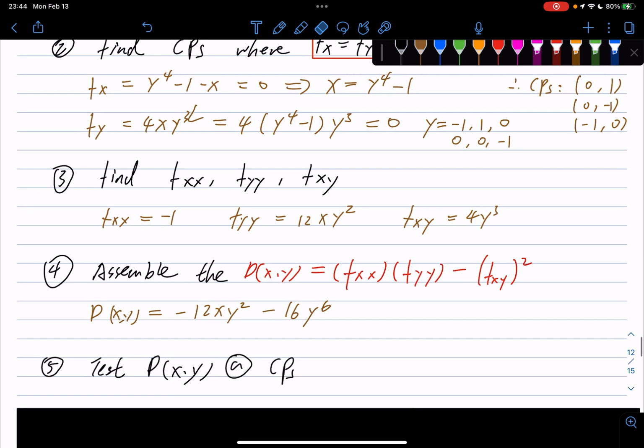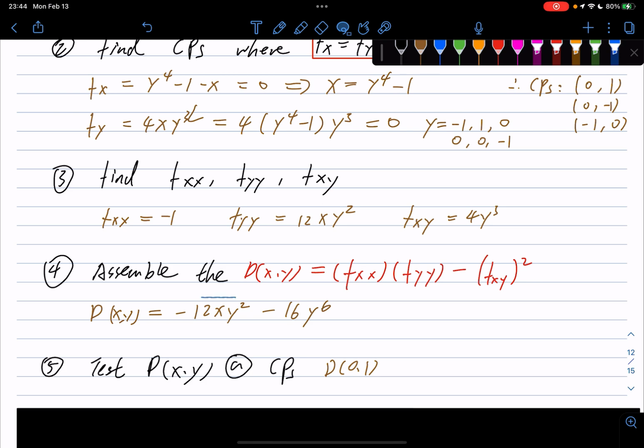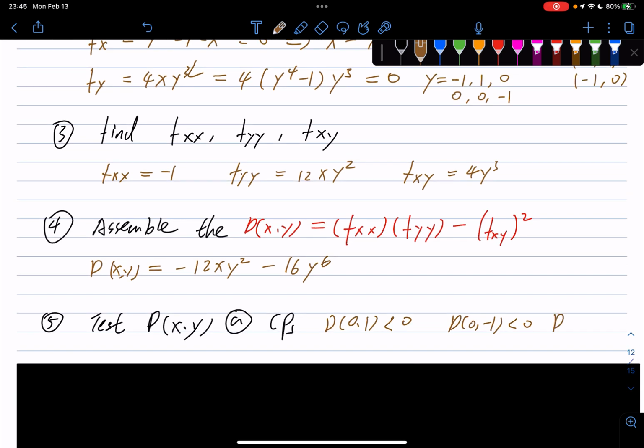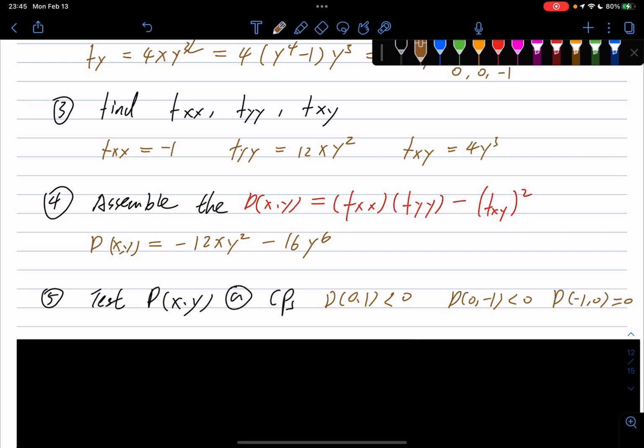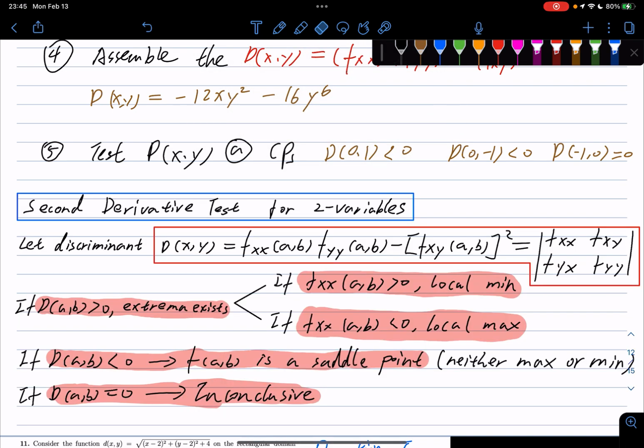So for the first critical point, (0, 1), D of (0, 1) equals, well, it doesn't really matter what value it is, but if we plug in zeros and ones right here, we're going to get a negative number, 0, and then a negative number, so that's smaller than 0. Same thing for D of (0, -1), it's again smaller than 0, and then D of (-1, 0) is equal to 0. So this huge block is the second derivative test for two variables.